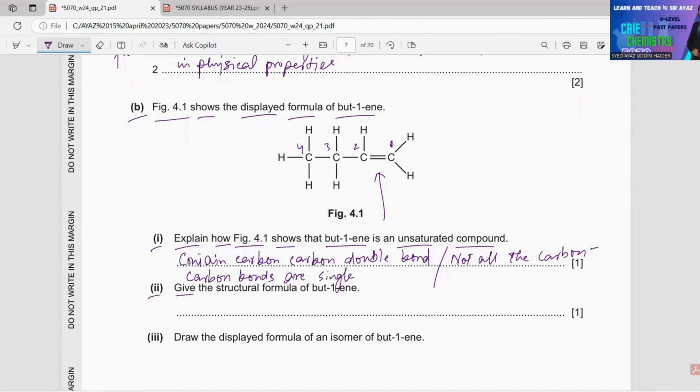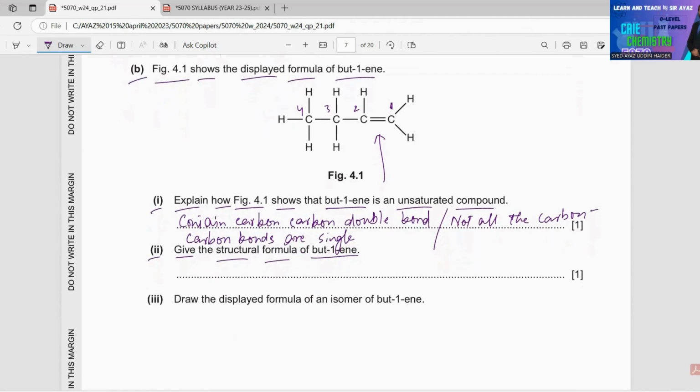Number 2, give the structural formula of but-1-ene. Now they are asking you to write down the structural formula. So I'm starting from the left hand side, that's the fourth carbon, we have CH3. Then we are having CH2. Then we have CH. Now there's a double bond. You have to show the double bond in the structural formula. So I will show the double bond, CH2. So this will be the structural formula.